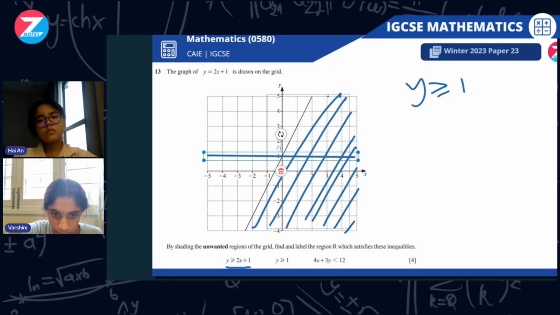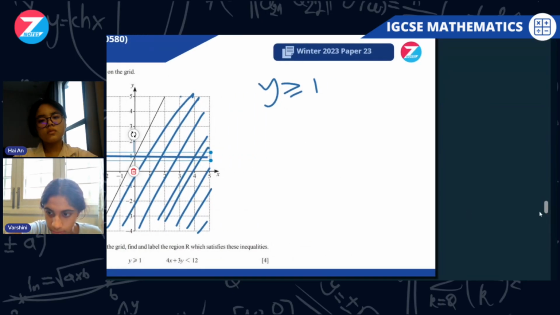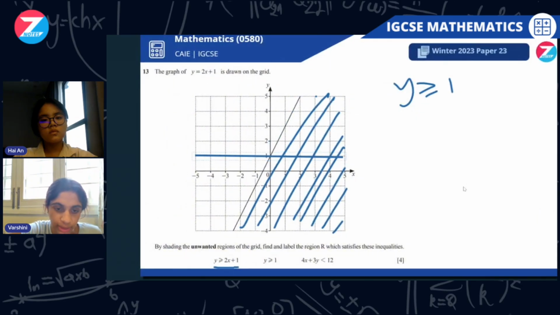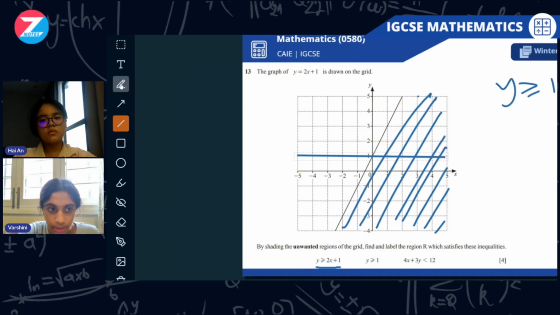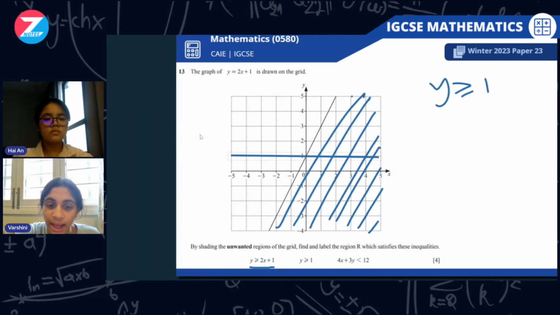If we take the graph, it's just going to be this line. So this is our line of y equals 1, and we want y to be greater than or equal to 1. So that means everything above this line we want. That also means we don't want anything below this line. So let's shade all of that.